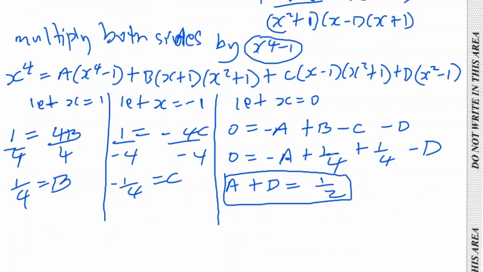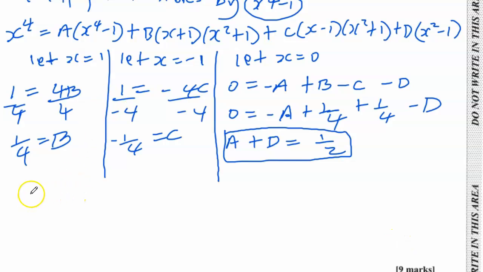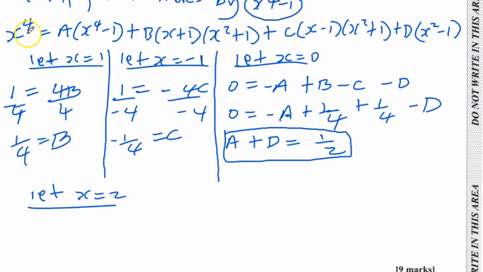Next, what other small value can we use for x now? 2. Next, we can let x be equal to 2. If x is 2, we'll have 2 to the power of 4, which is 16, equal to, if x is 2, again 2 to the power of 4, which is 16, 16 minus 1, 15, so 15a. For the term in b, if x is 2, the first bracket will be 2 plus 1, 3. The other bracket will be 2 squared plus 1, which is 5. So 3 times 5, 15. So you end up with 15b.